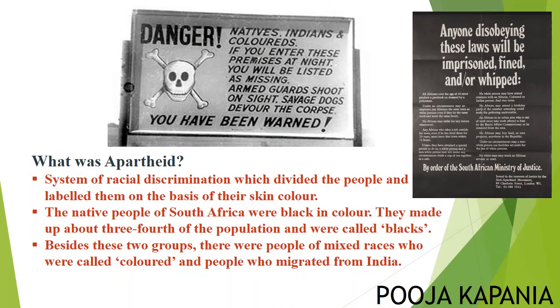What was apartheid? A system of racial discrimination which divided the people and labeled them on the basis of their skin color. The native people of South Africa were black in color. They made up about three-fourths of the population and were called blacks. Besides these two groups, there were people of mixed races who were called colored, and people who migrated from India.